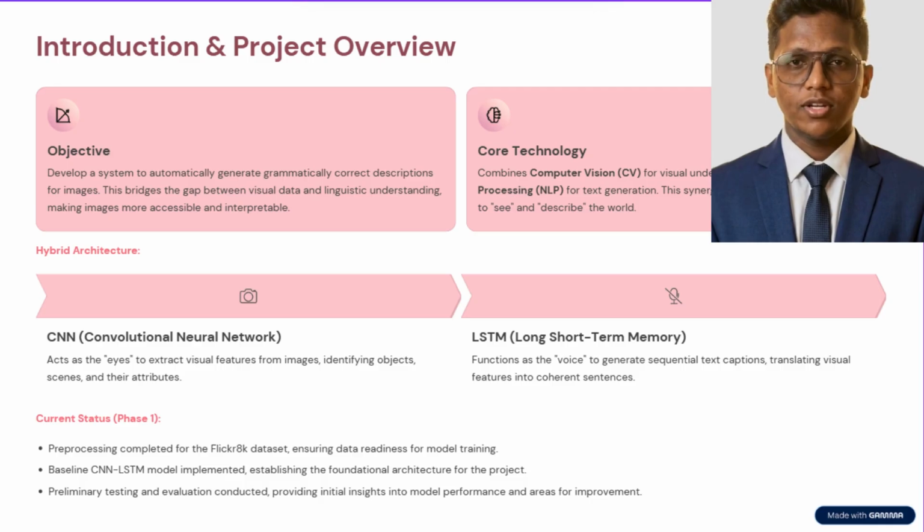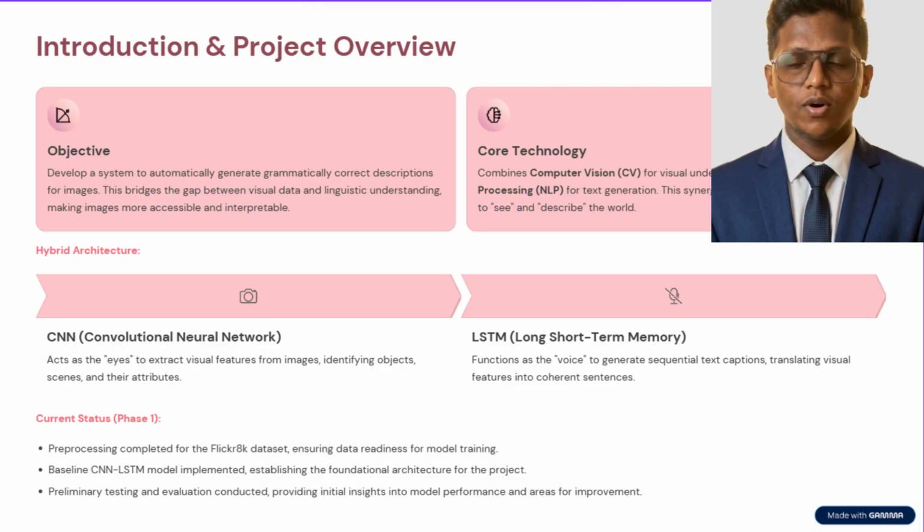To achieve this, we are using a hybrid architecture. We use convolutional neural networks, CNNs, to extract features from images, essentially helping the computer see, and long short-term memory networks, LSTMs, to generate the corresponding text sequence, helping the computer speak.